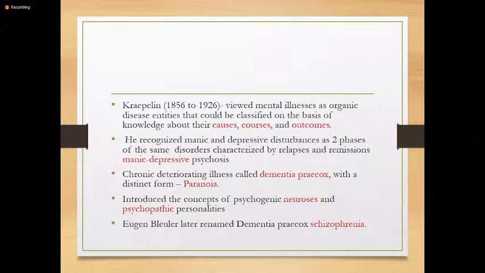Emil Kraepelin talked about mental illness as being organic entities that could be classified on the basis of knowledge about their causes. I don't know how to pronounce the difference between the cause and the outcomes. And Emil Kraepelin said that there is an organic basis.